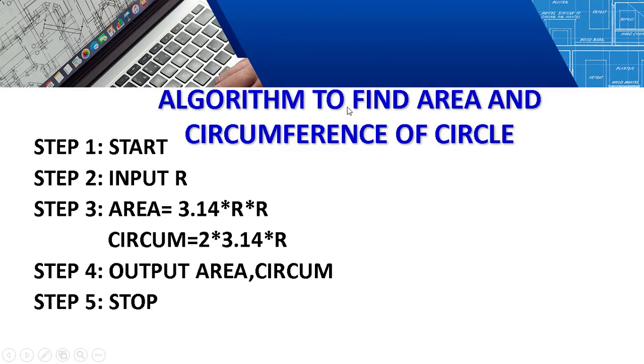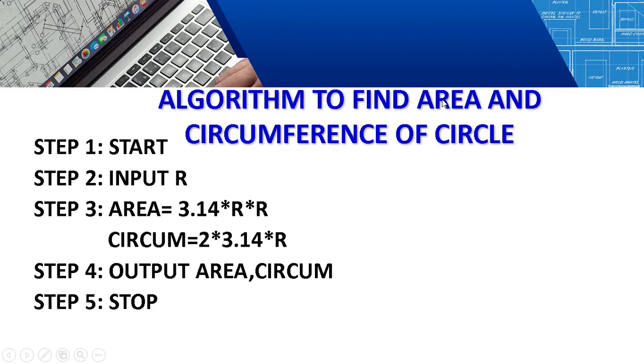In this algorithm you are going to find the area and circumference of the circle. So you should know the formula for finding the area of a circle and the circumference of the circle. The area of the circle is 3.14, that is the pi value, into r squared: pi r square is the formula for the area of the circle, with input r, the radius. And the second thing we have to find is the circumference. Circumference is 2 pi r, that is 2 into 3.14 into r, where r is the radius.